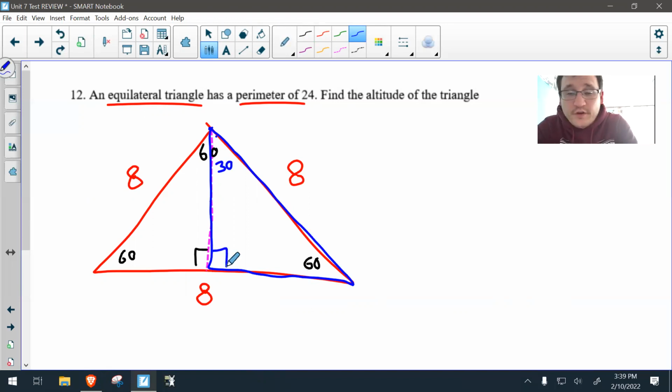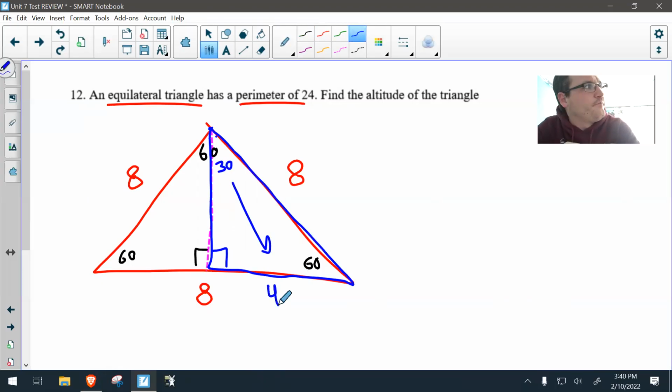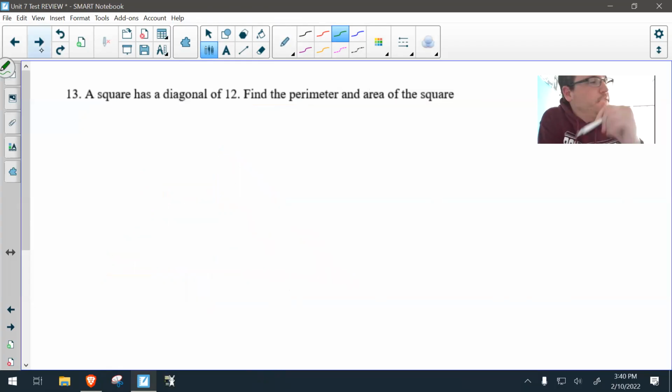And if you remember from your 30, 60, 90 triangle facts, what's opposite the 30 degrees is always half of the hypotenuse. Well, the hypotenuse in this blue triangle is 8, so that means our short side, the one across from 30, is just 4. What we're going to do from there is take the 4 and multiply it by the square root of 3, so we know the long side, or the altitude in this equilateral triangle, is 4 times the square root of 3. All right, so you might want to review your 30, 60, 90 rules on that one.